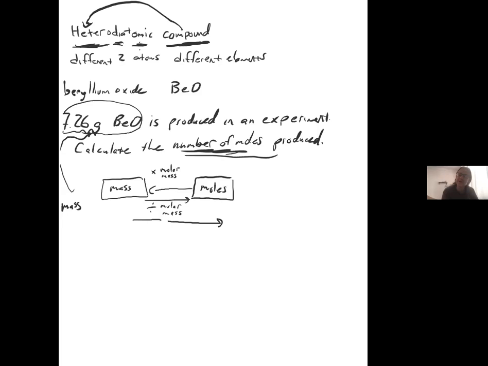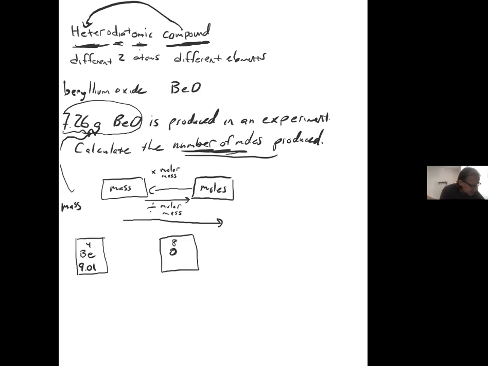But here's the issue. This substance has two different elements in it. It has beryllium, which is element number 4, and it has oxygen, which is element number 8. Each of those elements has a molar mass. So we need to know the molar mass of the whole thing, beryllium oxide, not just the molar mass of beryllium or of oxygen. So I'm just going to look up the molar mass of beryllium. Beryllium is 9.01. That's right, because boron is 10.81, so it's a little bit less than that. And then oxygen is 16.00.